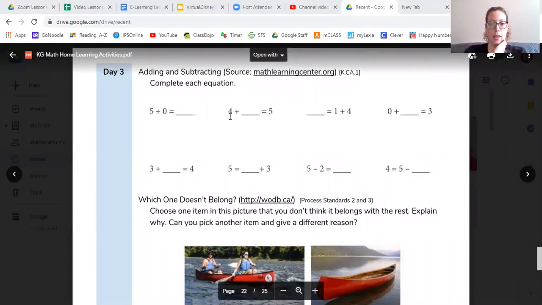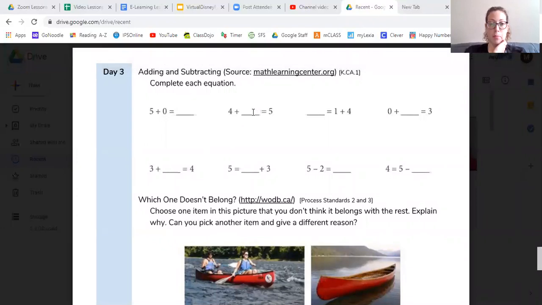This one is 4 plus blank equals 5. So we're finding our missing part. So we know that it ends with 5. So I can do the 5. And I know that there are 4, so I have my whole, which is 5, and I know that there's 4, so I can put down 4 fingers. 1, 2, 3, 4, and I have 1 left, and that's my answer, 1.